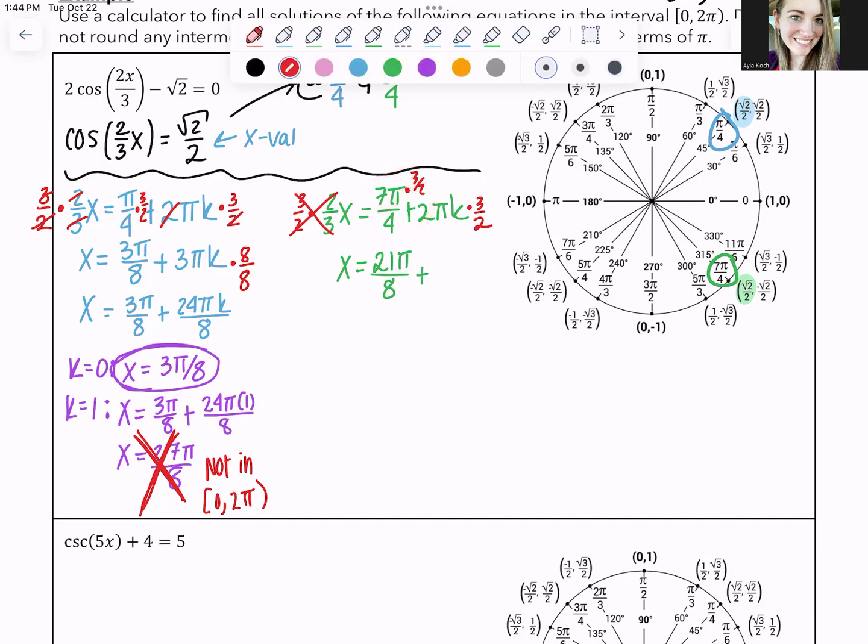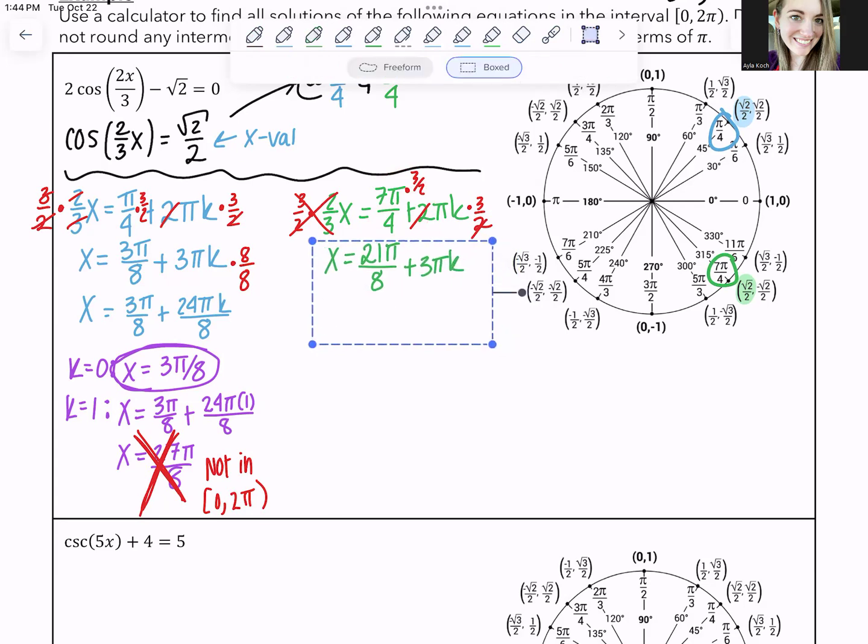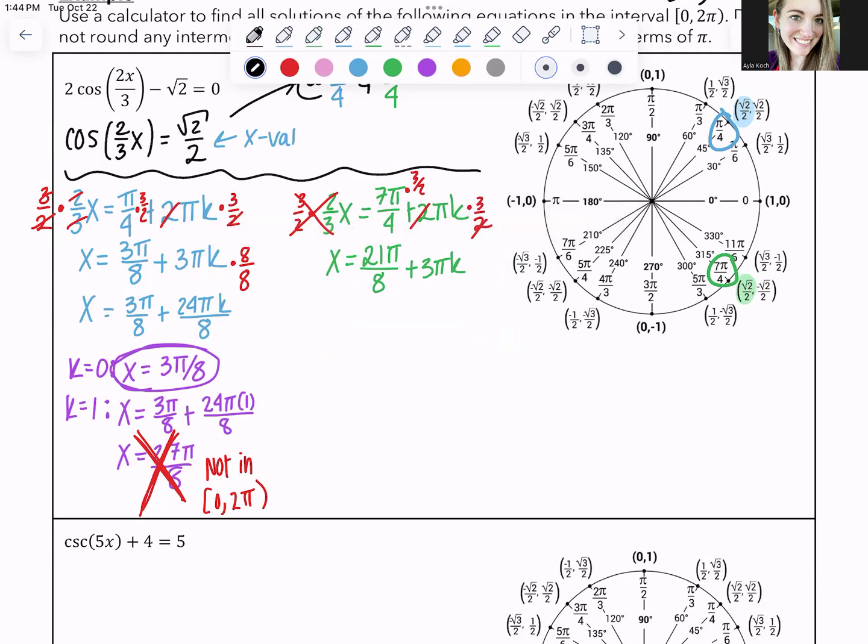Plus, these twos cancel, and you end up with 3 pi k, just like the other side. And I'm also going to make it have a common denominator, just like I did on the other side. So I want the denominator to be 8 for both of these terms, multiplying by 8 on top and bottom. I get x equal to 21 pi over 8 plus 24 pi k over 8.